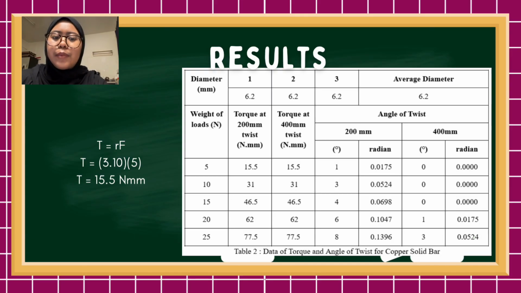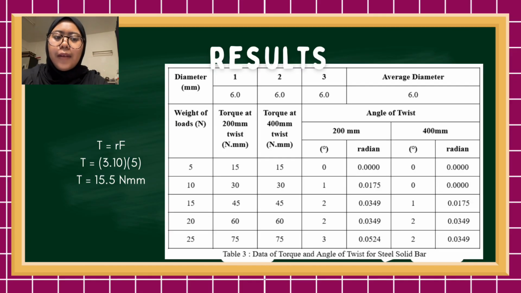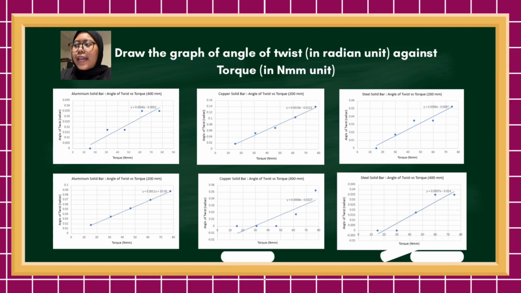Next, this is Table 2, which is the table for data of the copper solid bar, and this is Table 3 for data of the steel solid bar. So next, draw the graph of angle of twist in radian unit against torque in Nmm unit. So these are all 6 graphs for all 6 sets of data that we have.